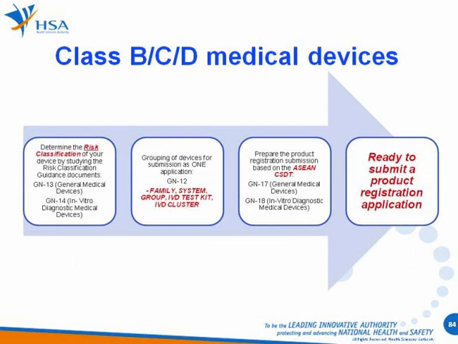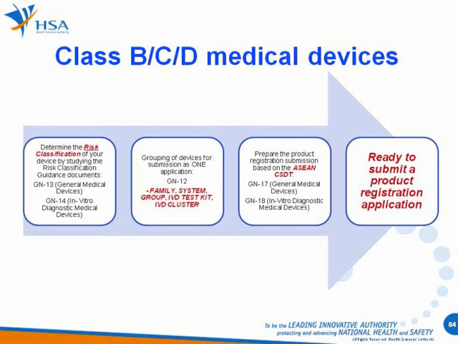Before we start, here is a quick recap. First, review the risk classification rules as detailed in our Risk Classification Guidance Documents, GN13, for general medical devices and GN14 for IVD medical devices, and determine the risk classification of your product. Secondly, if you have multiple devices to register, check if they can be submitted in one application according to our grouping rules detailed in GN12.